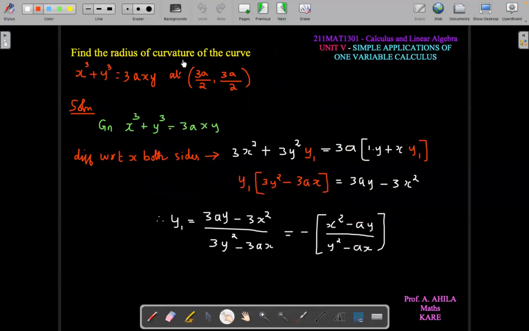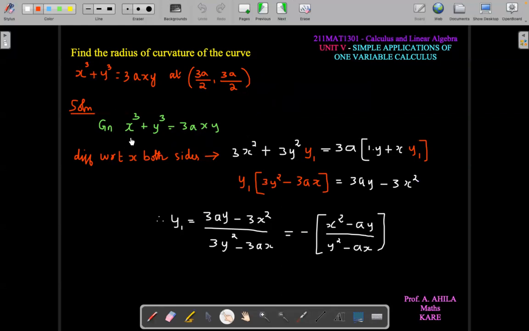Next, find the radius of curvature of the curve x cube plus y cube equal to 3axy at (3a by 2, 3a by 2). This is the point given. And you see this is a curve which is in the implicit form. So as per our syllabus content, we do the problem by Cartesian form. Even if it is simpler to do by implicit form also, but do by Cartesian form alone.